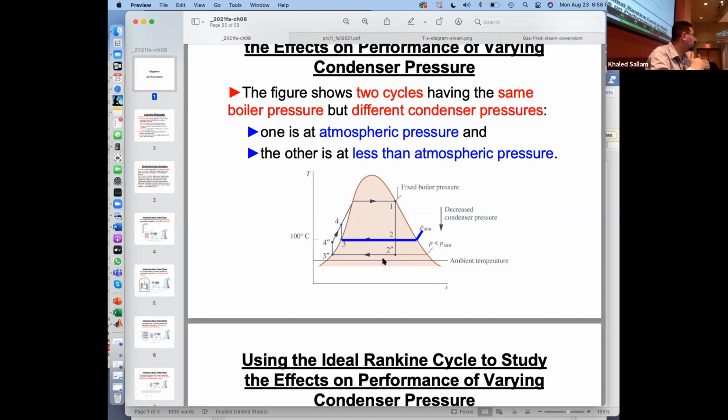How low you can get. Why can you not go to like 0.01 bar, for example? What is stopping us from going down more and more? What do you think? Free quiz today. You don't have to answer the quiz. What is limiting the condenser pressure? Why can you not go lower than what they usually do? What is stopping them?